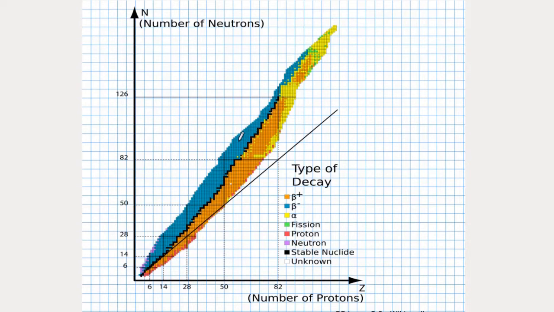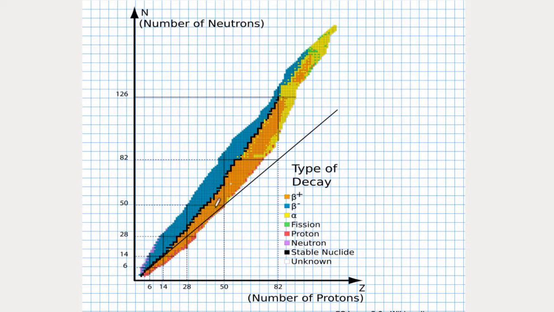Over time, those forces that are not quite balanced will eventually change the nucleus into a form that gets it closer to being on that black line. So left by themselves, all of these nuclei that are not on that black line will slowly change themselves into ones that are on that black line.